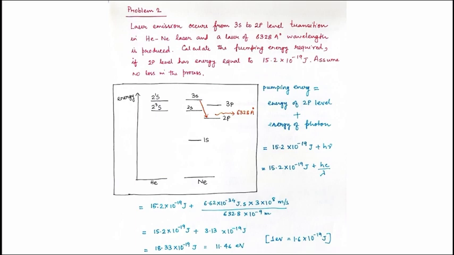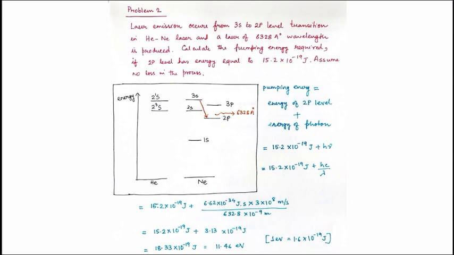So that is the energy of the 2p level as well as the energy of the photon, because we know the wavelength of the photon. If we know the wavelength of the photon, it will be easier for us to find the frequency of the photon. Once we find the frequency, we know h nu is the energy, and if we add that energy to the energy of the 2p level, we'll find the pumping energy. That is what I have done here in the solution.